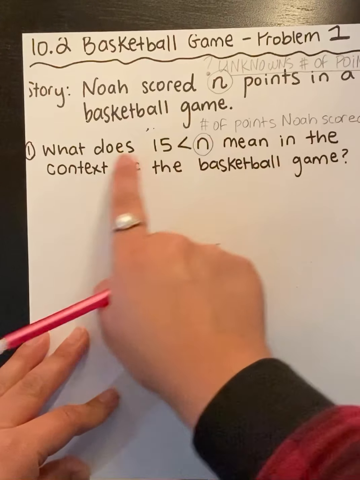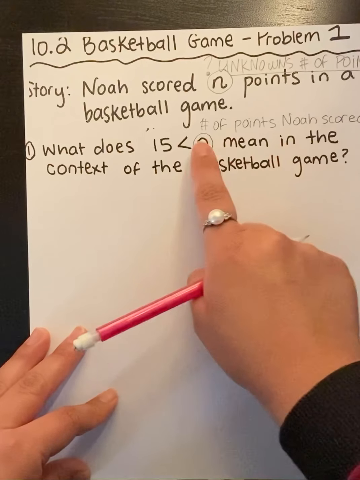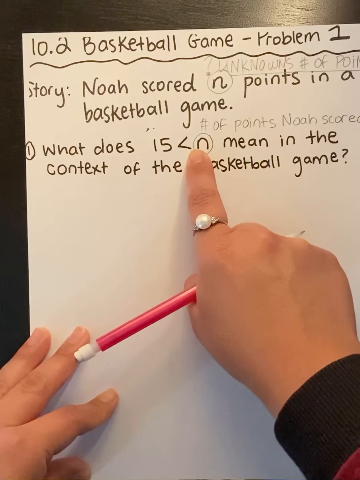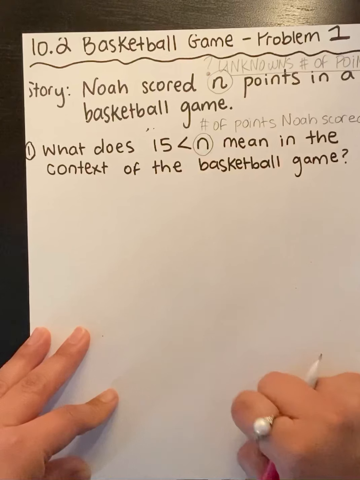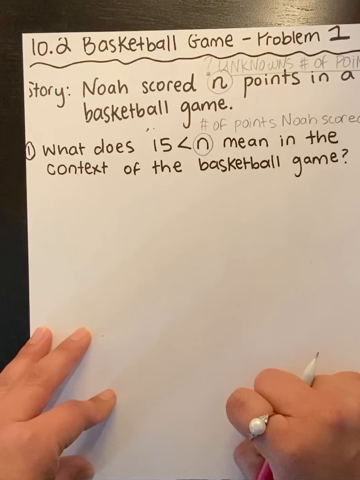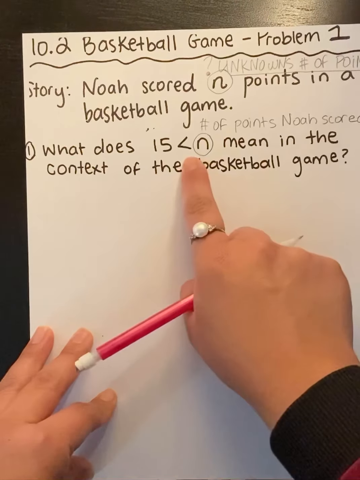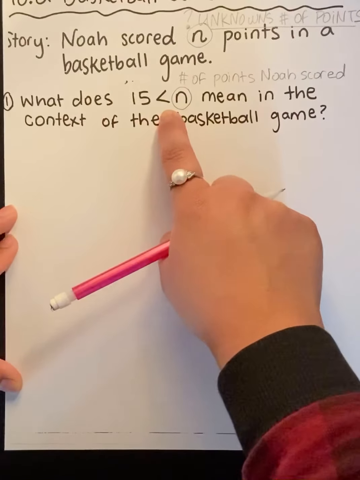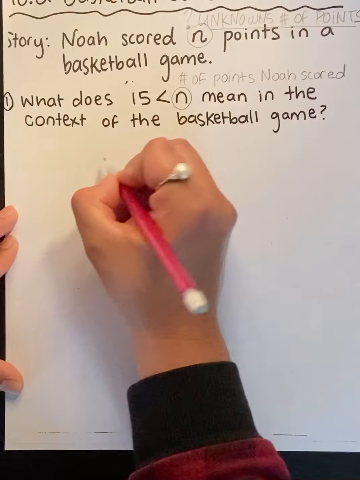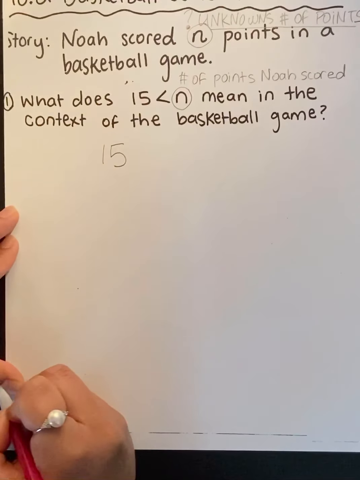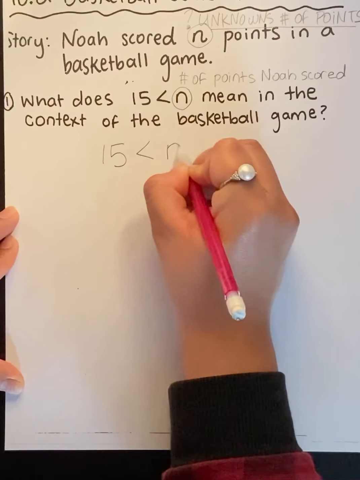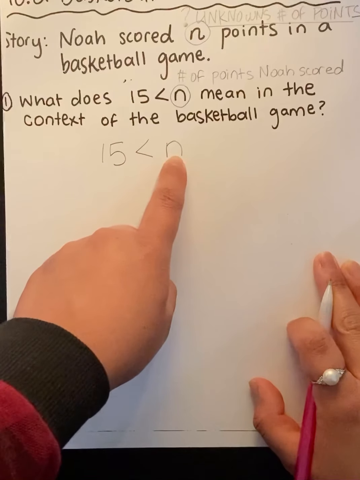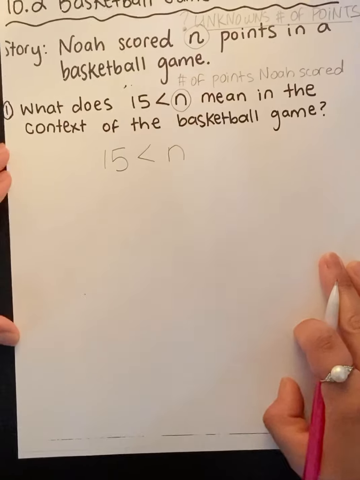What this question is asking me to do is tell what this inequality, 15 is less than N, tells us about Noah, who is playing the basketball game. What I like to do is rewrite the inequality, which is a math statement, into an everyday sentence so that my brain can understand what is going on. So the way I'm going to do that is rewrite the inequality, 15 is less than N. And I am going to go part by part to rewrite it as an everyday sentence.